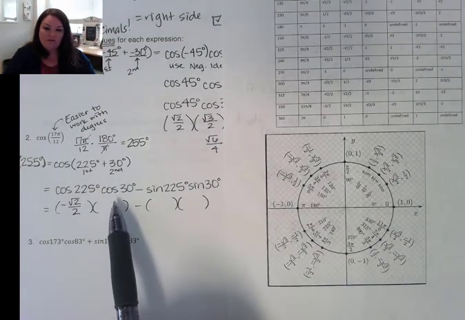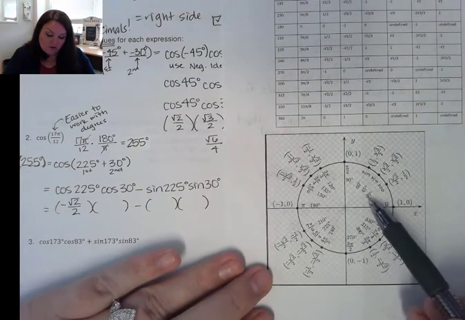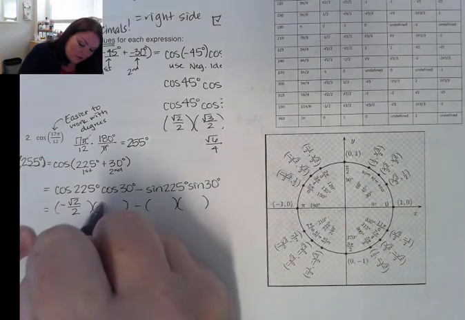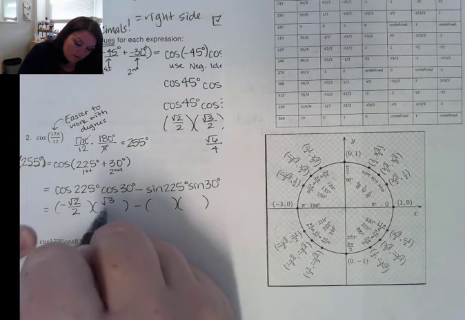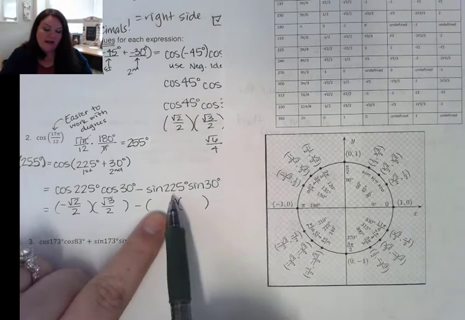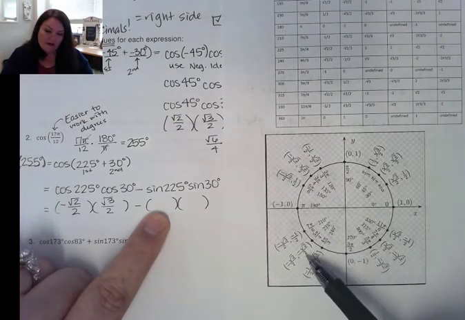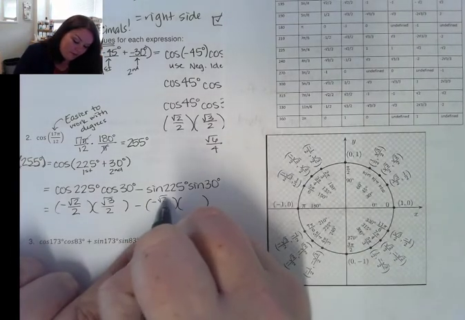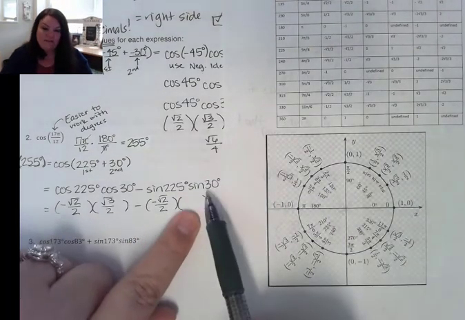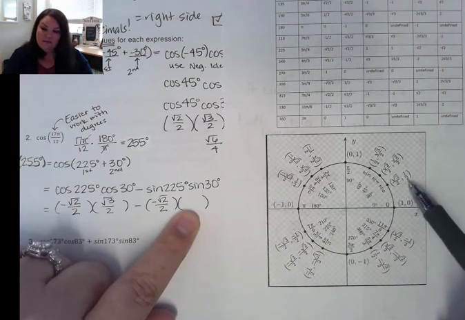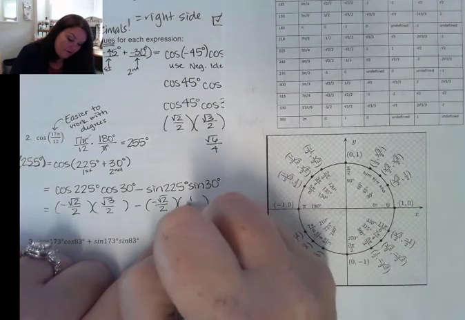And then I need cosine of 30. So I go to 30 degrees, and I'm looking for the cosine value, which is the first coordinate. So that's square root of 3 over 2. And then I'm looking for the sine value of 225. So I go to 225 and I look for the second coordinate, which is negative square root of 2 over 2. And then I'm looking for the sine value of 30. So I go to 30, look at the second coordinate to get my sine value, which is 1/2.